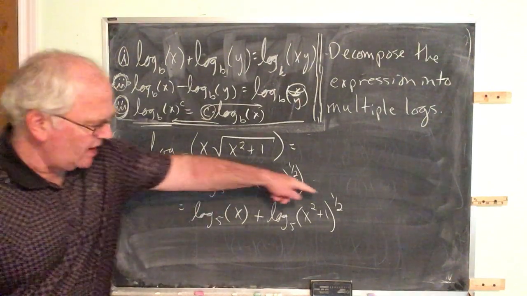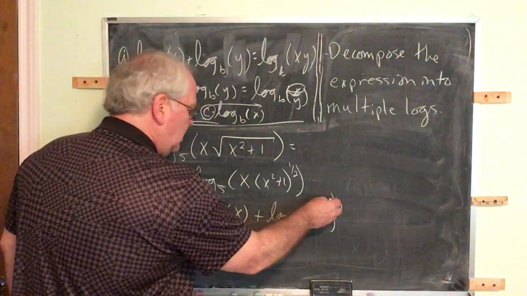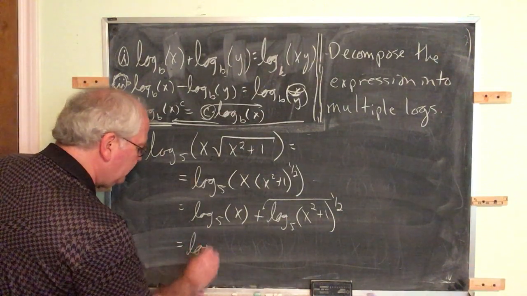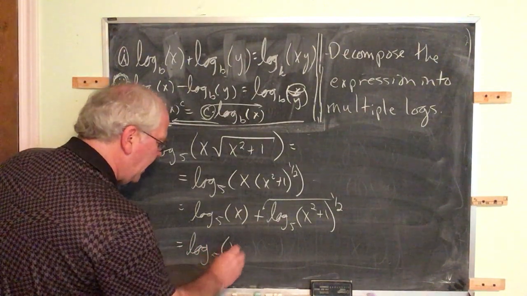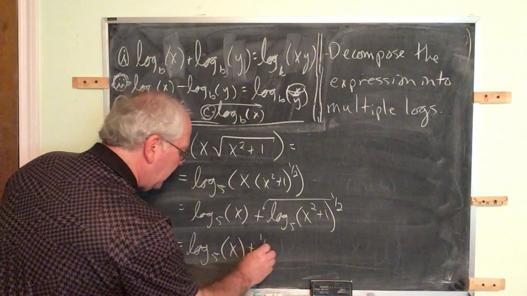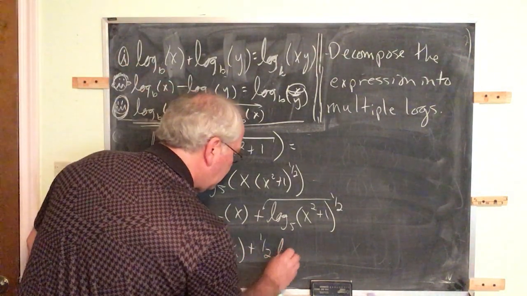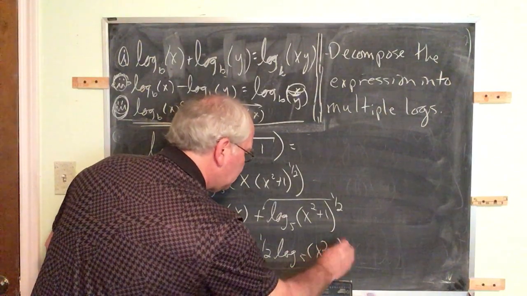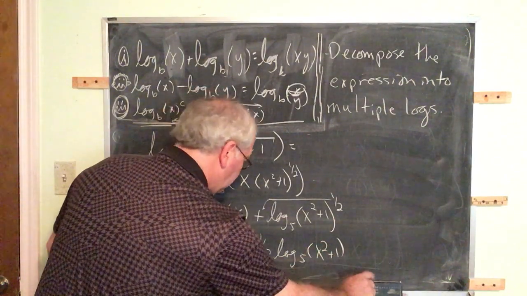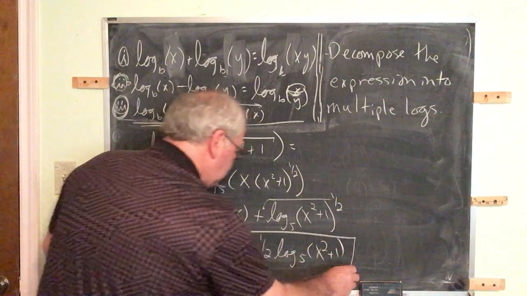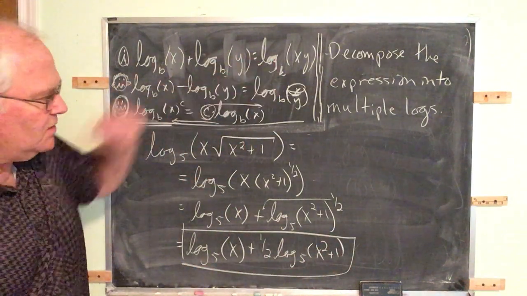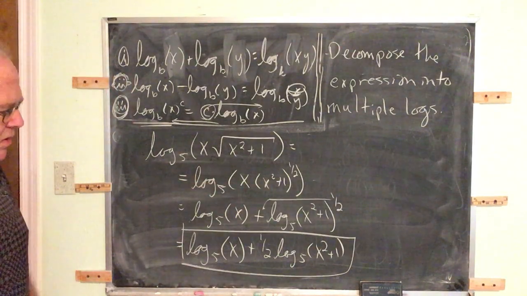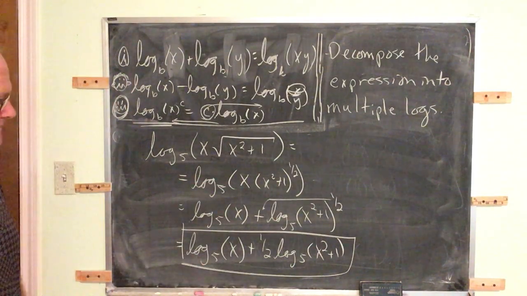This is finished, but we have one more little piece of this bit. We may move this down to the front, and so we can write this as log base 5 of x plus 1/2 log base 5 of x squared plus 1. And so that is our result. We have decomposed this expression into multiple logs. There are no products, there are no quotients, and there are no exponents.